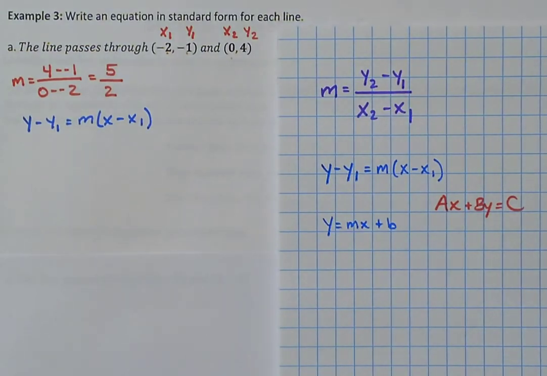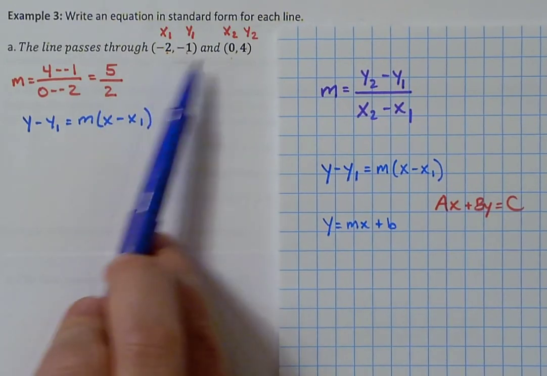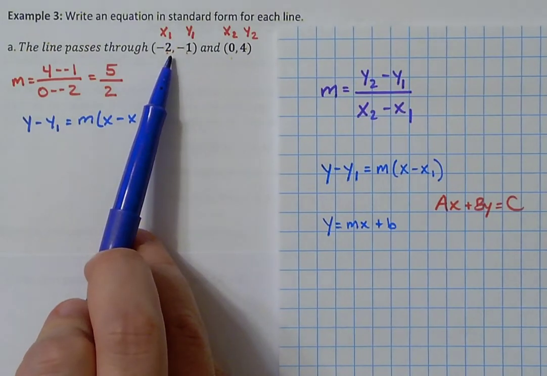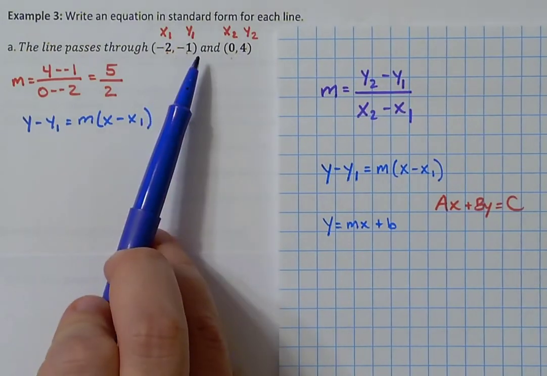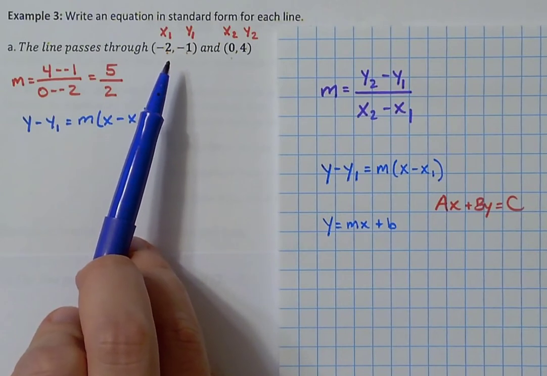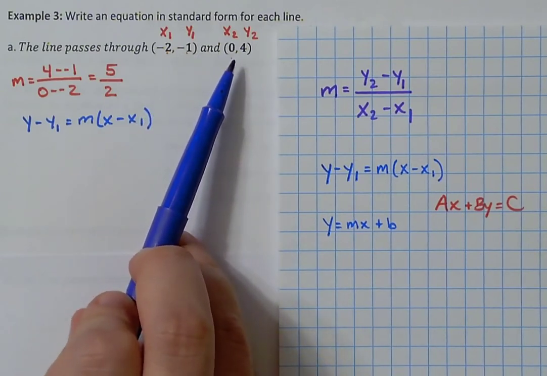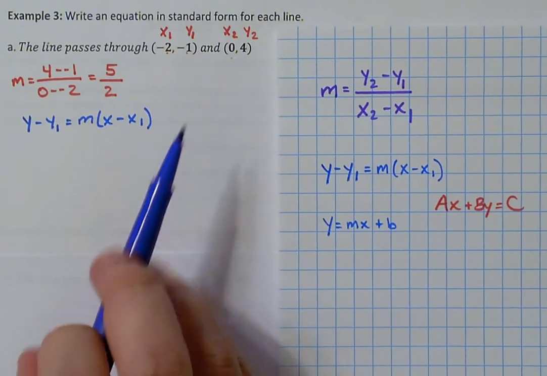All right. To use point slope, I have to use my slope and one of my points. Well, my slope is 5 halves. I just need to decide which of these points I want to use. Doesn't matter which one you use, you get the same result. You can use the first point. I'm not a big fan of using negatives, and the fact that the second point has a 0, I'm going to use my second set of points.